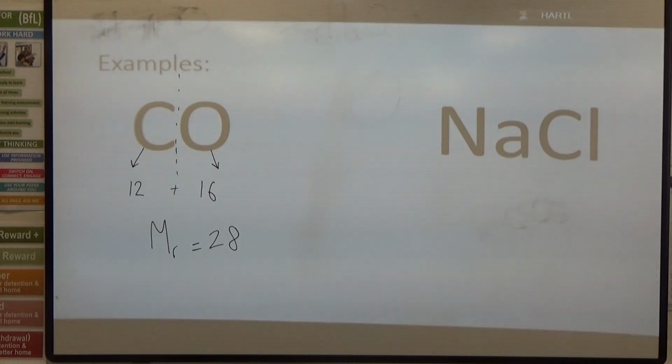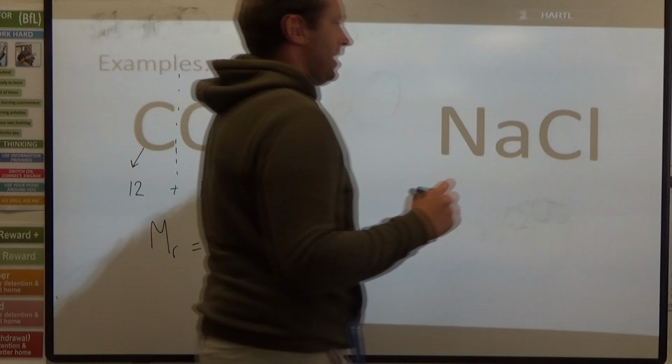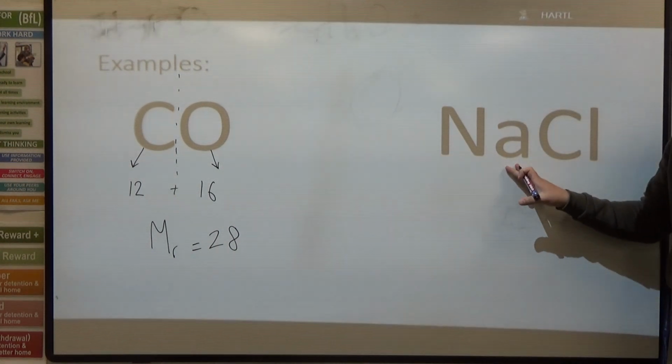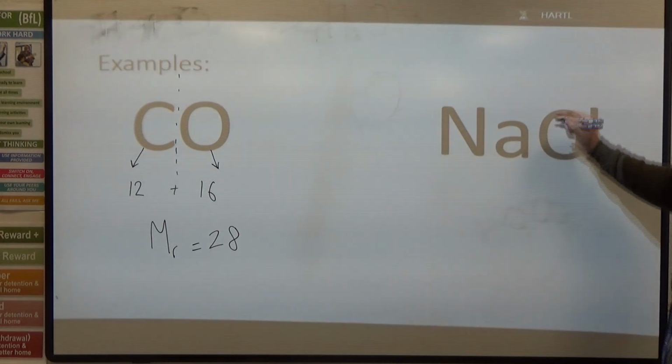So for our second one, we've got NaCl. This one's slightly different. So again, split it in half, or into individual elements. So we've got Na. Remember, if it's a capital and then a lower case letter, that's one element.